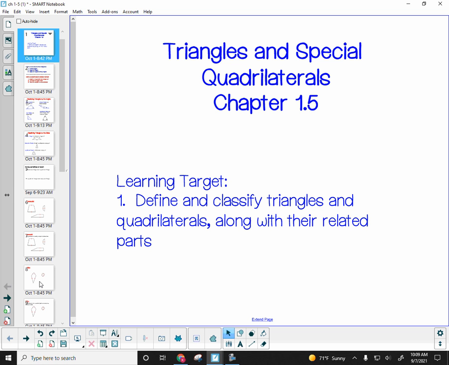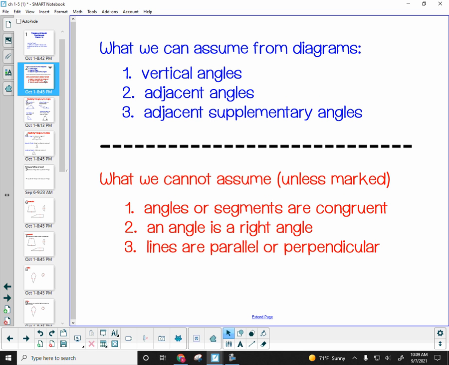All right, so as we start talking about figures, there's a couple of things that we need to talk about: what you can assume and what you cannot assume. Okay, what we can assume just looking at a figure is that we have vertical angles, meaning we have 2 lines that intersect. Okay, and we can assume that angles 1 and 2 are vertical. That's okay. We can assume that angles are adjacent. So we can assume that angle 1 and 3 are next to each other. There's not another ray that's really close you just can't see. Okay, we're not trying to pull a trick on you like that.